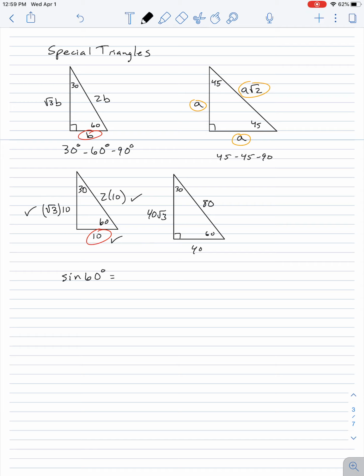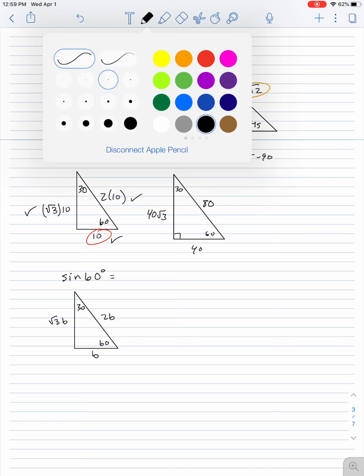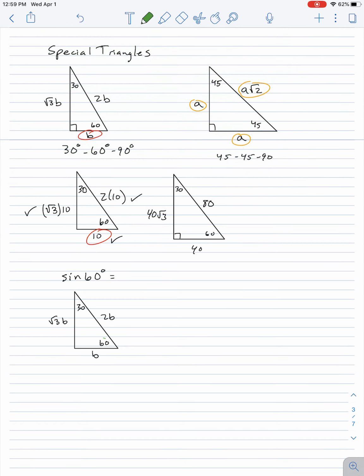Okay, so we go up to our special triangle. Well, let me draw it again right here. Here's our 30, 60. This is our B side. This is our root 3 times B, and this is our 2B. And I'm looking at the 60-degree angle. So I'm going to circle that one, and I'm labeling my sides based on that angle. So that makes this the opposite side. Here's the right angle. So this is our hypotenuse, and this is our adjacent.